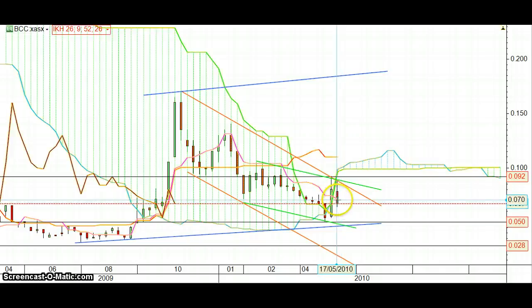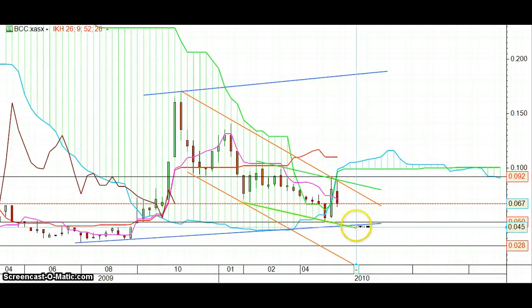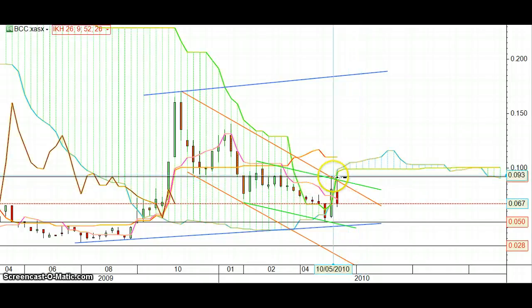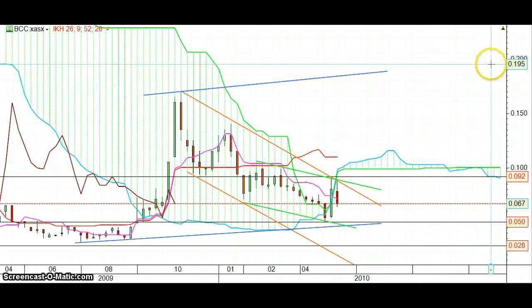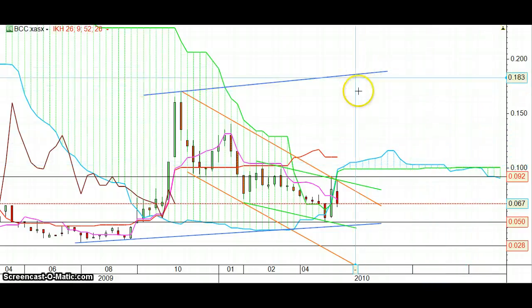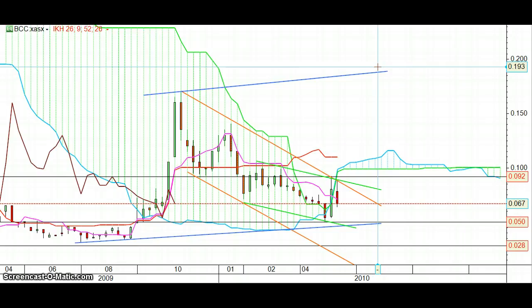If we go into a bit more of a drop, test this blue line, then it's going to be coming back up. It's got to break orange, break green, form a new high, and test this 10 cent region. And then it's a question of getting back above that 10 cents to be able to go back up into here and test the top of the blue range. I hope that gives a clearer picture of what we're looking at.